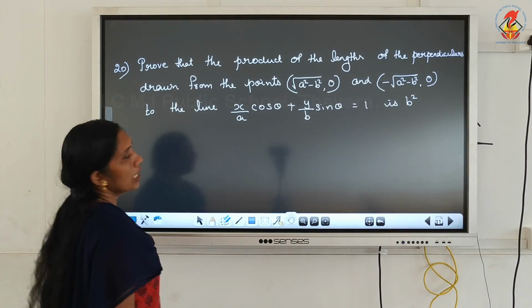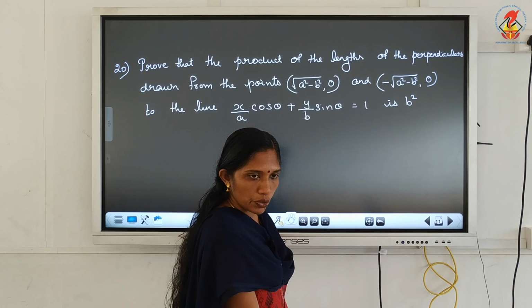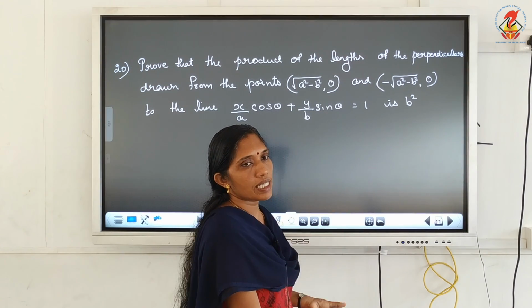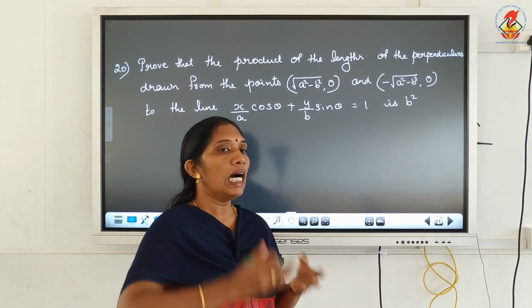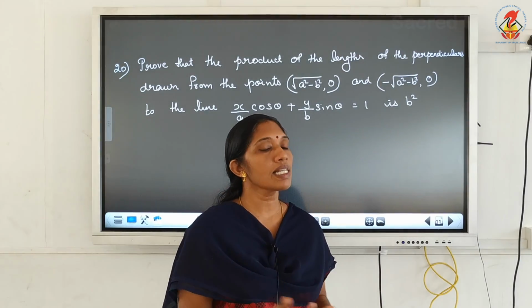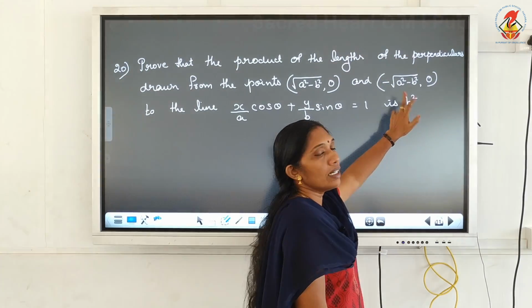The next one: prove that the product of the lengths of the perpendiculars drawn from the two given points to the line x/(a cos theta) + y/(b sin theta) = 1 is b square. So the line's equation is given, and 2 points are given. From the points to the line we have to find the perpendicular distances, then find the product. So we have to get the answer b square.